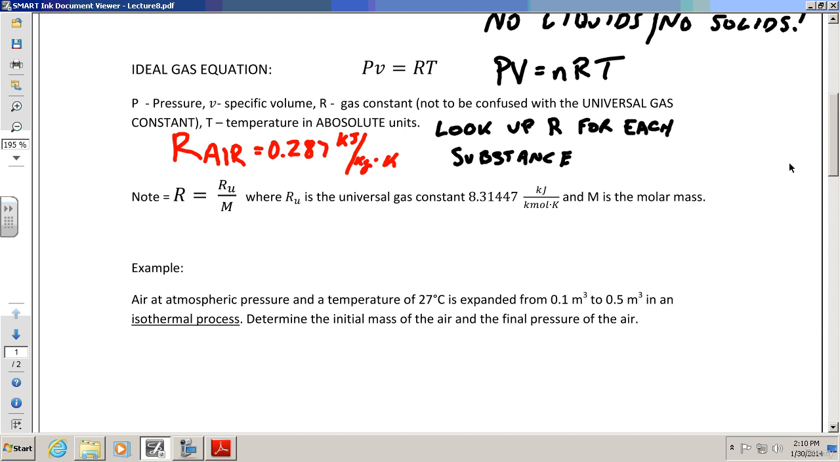And so that's going to make life a lot easier. Now this formula is very powerful though, and we use it a lot, okay? Pv equals RT is very powerful, and we're going to use it in a lot of different cases. So what I thought I would do is I have 2 examples of how we could use it, but I'll tell you we're going to use it a bunch, okay? It's going to be really important, but it's going to be important in air, okay, not for water, not for steam.